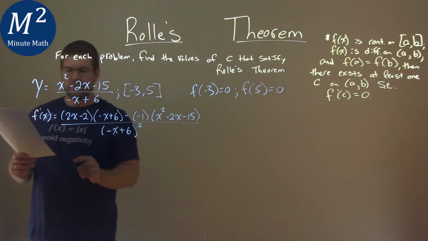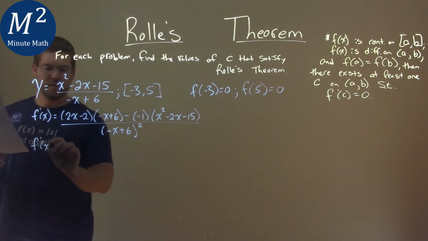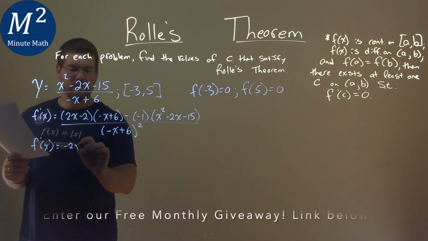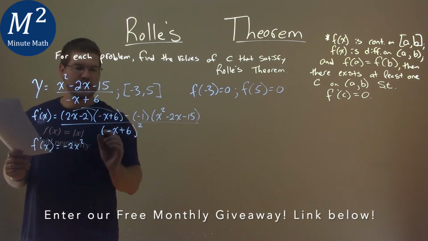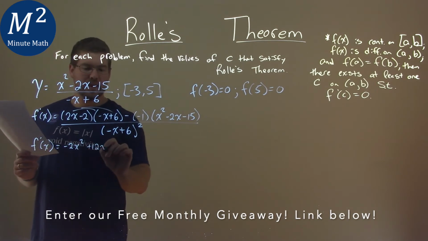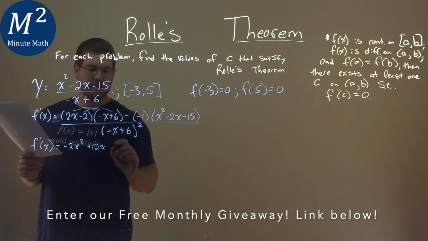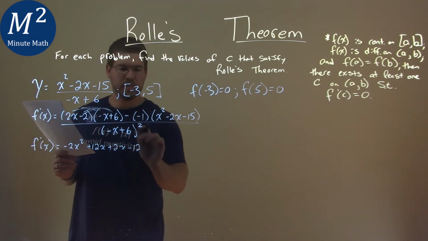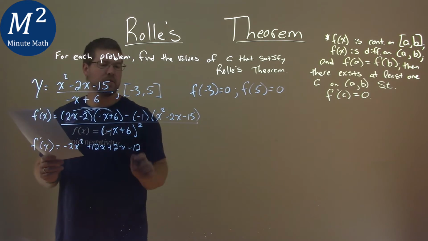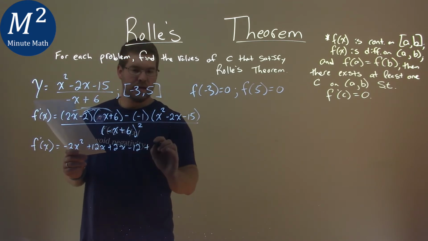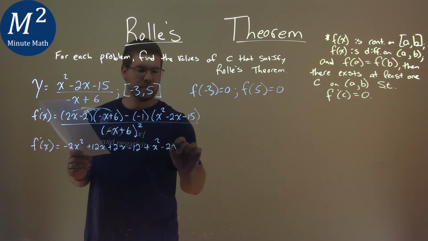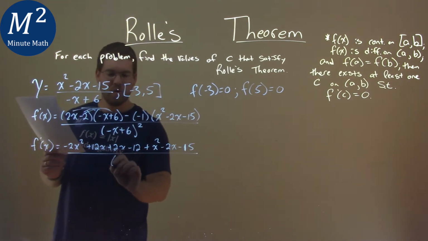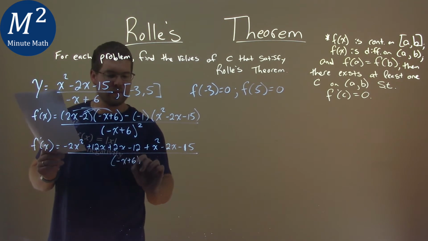From there, let's simplify what we can. We're going to be multiplying things out here. Multiply these together. 2x times negative x is a negative 2x squared. 2x times 6 is 12x. Negative 2 times x is a positive 2x. And negative 2 times 6 is a negative 12. These negatives cancel to be a positive, and so we just have a plus x squared minus 2x minus 15, all of that over the good old negative x plus 6 squared.